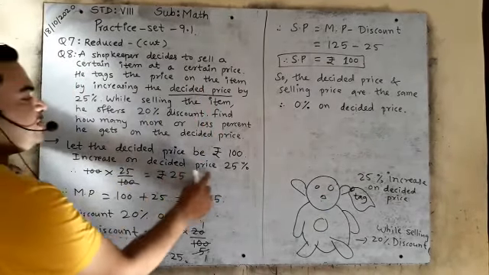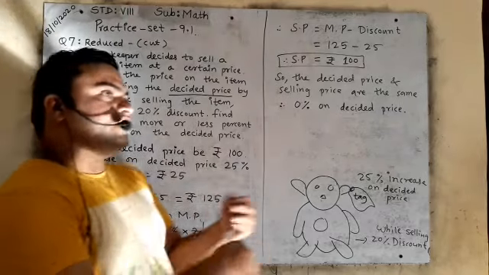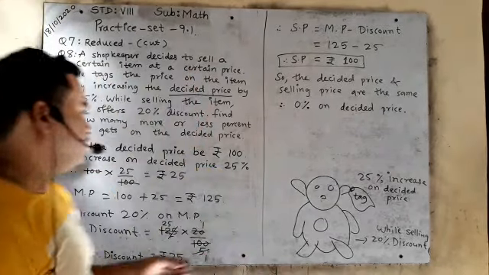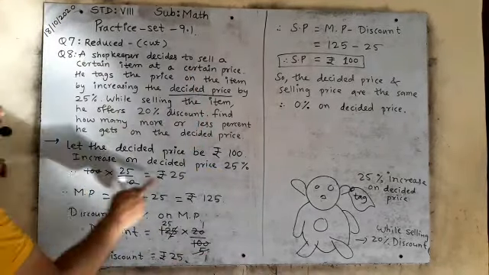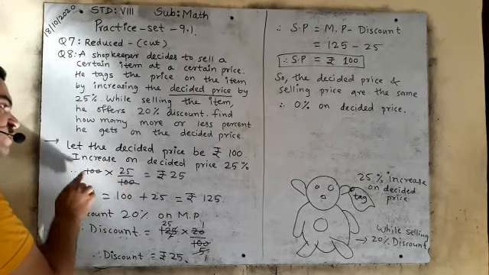Increase on decided price 25%. So on 100 increase 25%. So what is the 25% of 100 is 25 rupees only, right? So mark price will be 100, decided price, add 25 rupees to it. Why? Because 25% on 100 is 25 rupees. Yes, 100 rupees will be decided price. Where did 25 rupees come from? 25 rupees will be 25% on 100 rupees.